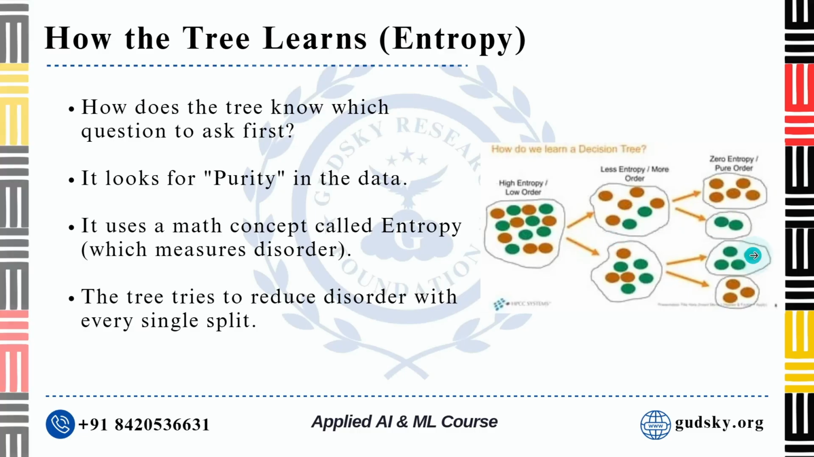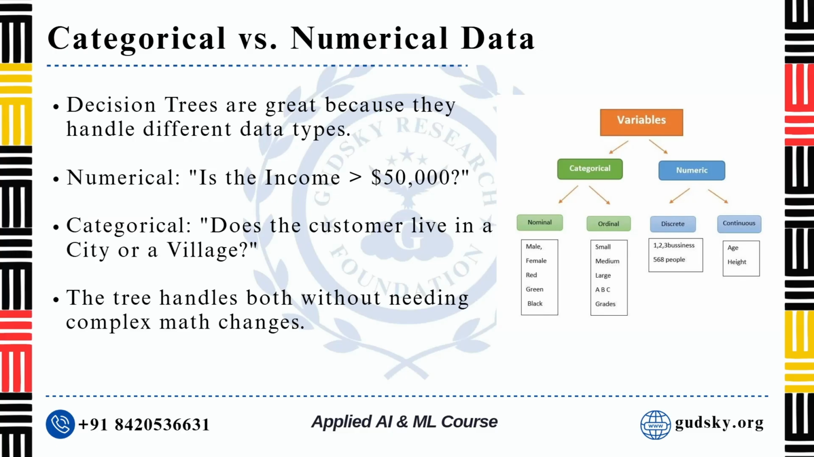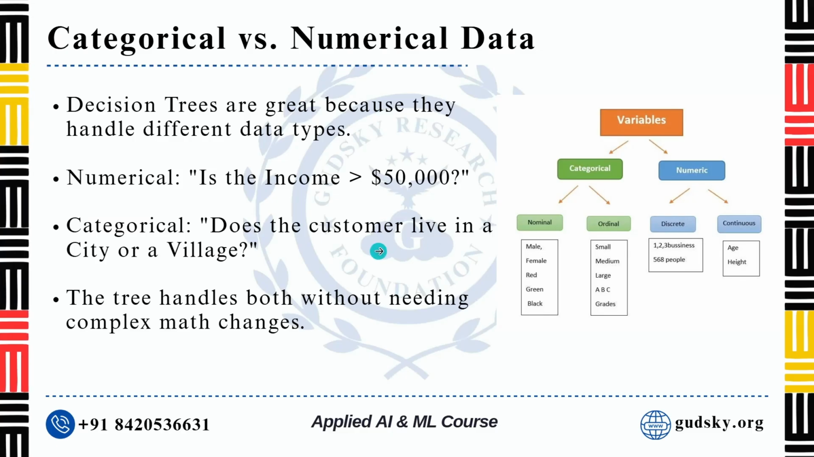Moving forward, categorical and numerical data. Decision trees are very flexible. They can handle numerical data like is the salary over $50,000, and categorical data like is the customer male or female. We don't need to do a lot of complex math to make these different types of data work together. Here's the example, the income example, and the customer living example, the city or the village.